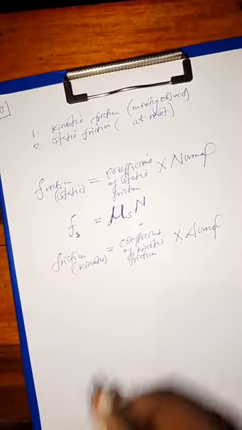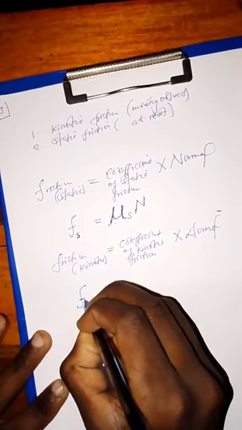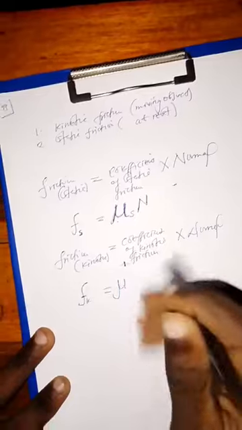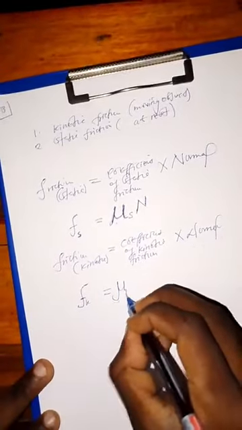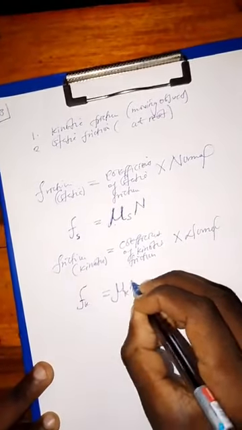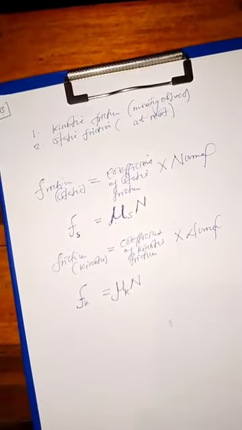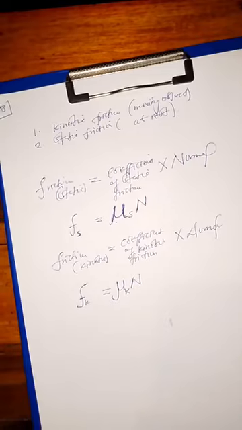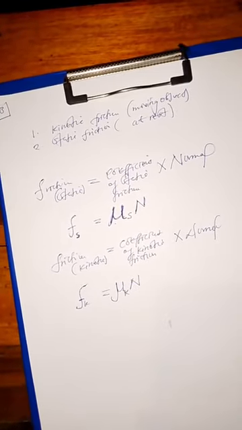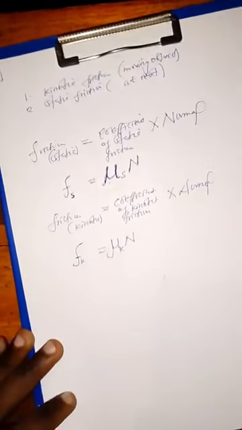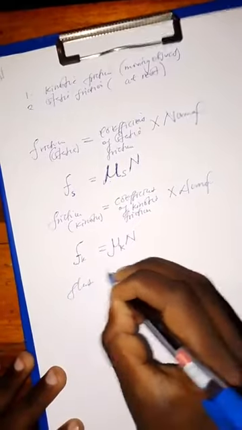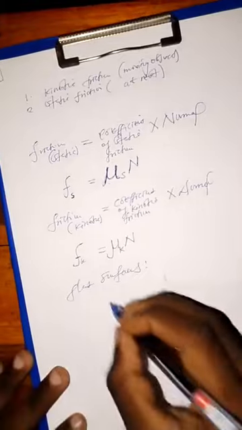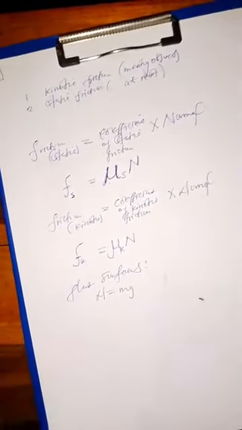Right, now you can write it like Fk should be equal to mu k, the mu symbol with the subscript small k, times the normal force. For flat surfaces, the normal will always be mass times gravity, mg, for flat surfaces.